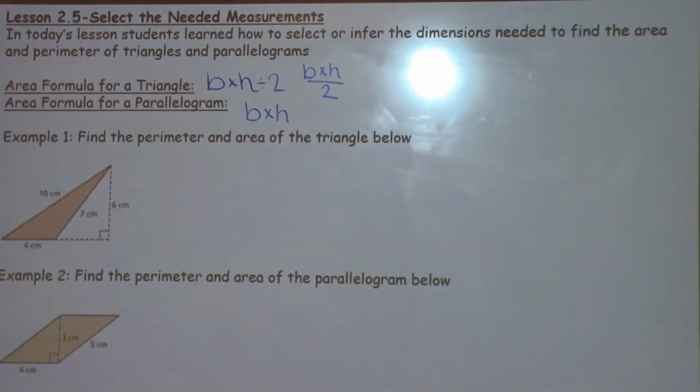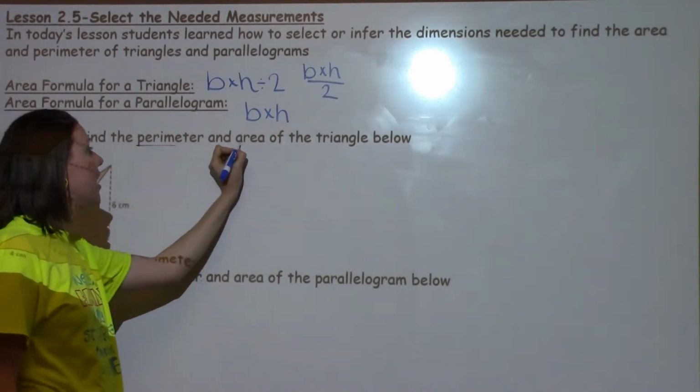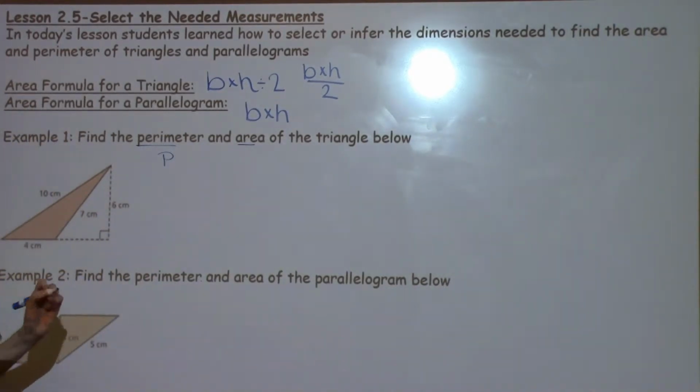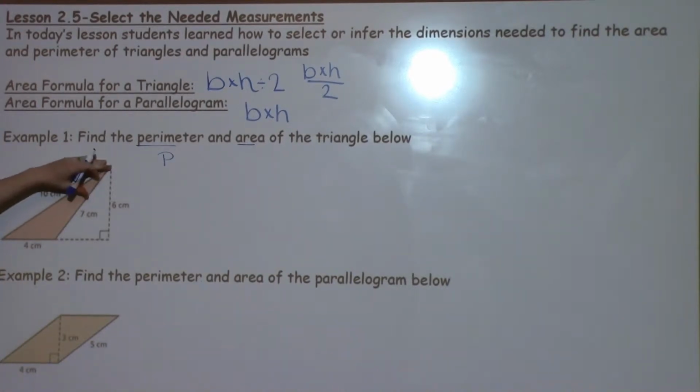This question number 1 says find the perimeter and the area for the triangle below. So we need to find the perimeter and the area. I'm going to start with perimeter first. So to find perimeter, we need to add up all of the sides around the shape that we're using. Notice in this shape, we're using the shaded shape.